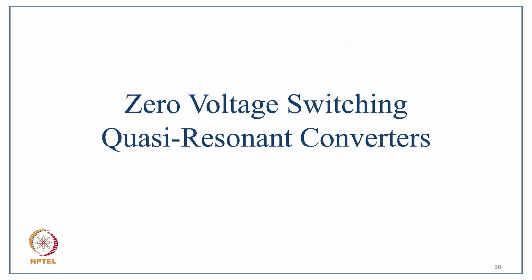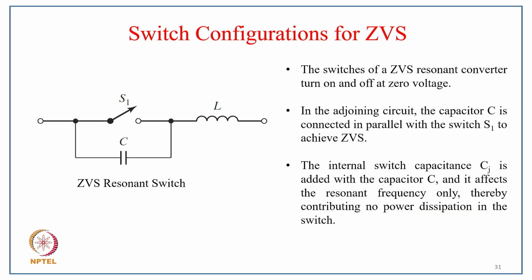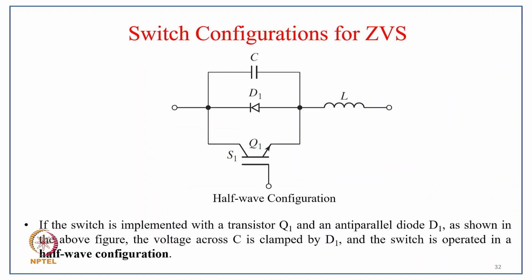So now coming to zero voltage switching with the quasi-resonant converters. In a quasi-resonant converter, of course, we consider the internal capacitance of the switch. As you can see here, we have a zero voltage switching resonant switch, across which a capacitance and inductor are there. So the switches of a ZVS resonant converter turn on and turn off at zero voltage. If the capacitance is connected in parallel with the switch S1, as shown in the figure, to achieve ZVS, the internal switch capacitance Cj is added to the capacitor, and it affects the resonant frequency only, therefore contributing no power dissipation in the switch.